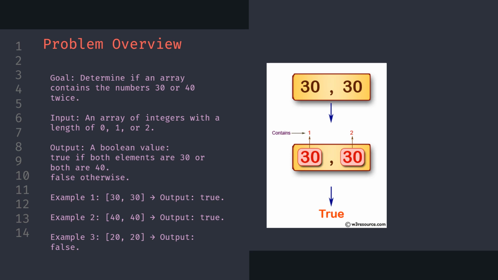Here's the problem we are solving. We are given a small array of up to 2 integers in length. Our task is to determine if it contains the number 30 twice or the number 40 twice.